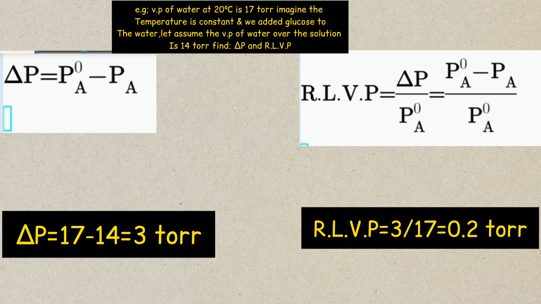And our relative lowering of vapor pressure would be equal to the change in the pressure, which is 3, over the vapor pressure of the pure solvent, which is 17, and that will be equal to 0.2 torr.